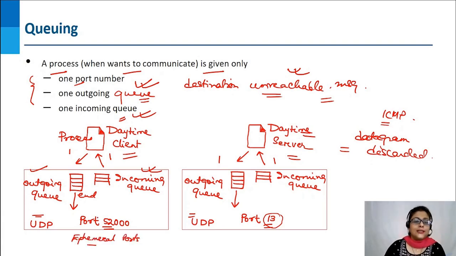Now, for the client side, the ports that are used will be the ephemeral ports, and at the server side, the ports that are used will be the well-known ports. The different types of ports like well-known ports, registered ports, and ephemeral ports have been discussed in a separate video.